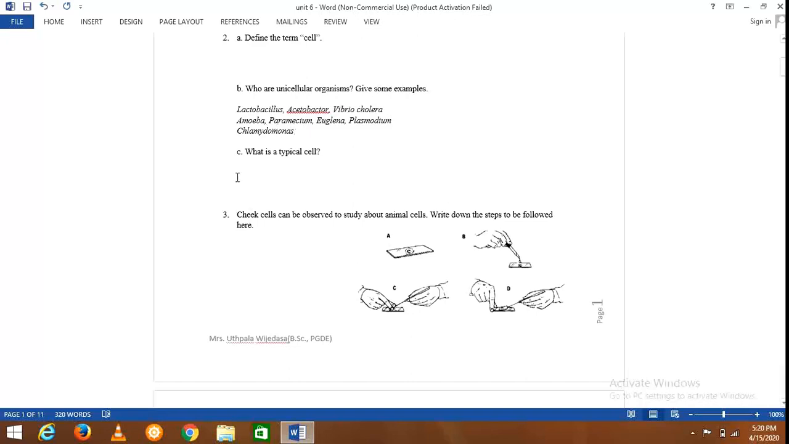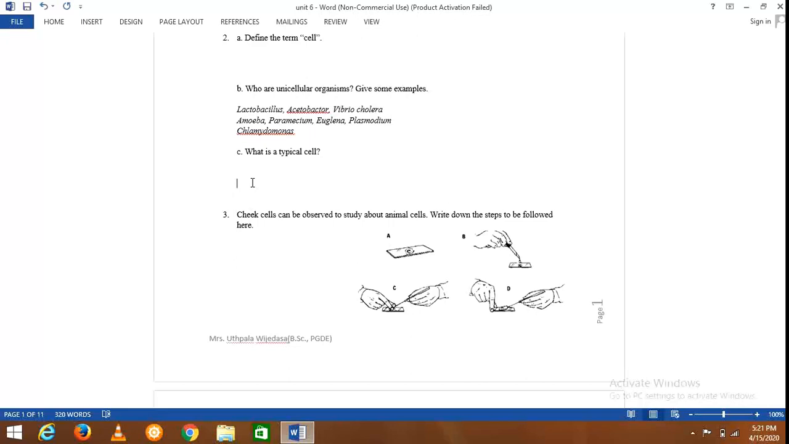Then part C, you are asked what is a typical cell. Now we are going to learn about different organelles present in a cell. So for the convenience of study, we consider a cell which contains all these organelles, though actually all the organelles are not present in all cells. So a typical cell is a cell which contains all the cellular organelles.